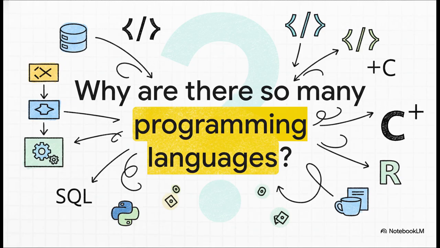Seriously, if you've ever even just looked at coding, you've probably asked yourself this. You hear about C, Python, Java, SQL, R. I mean, the list is just endless, and honestly, it's overwhelming. You start to wonder, are they all just different ways of doing the same thing? And the answer is, well, kinda yes and kinda no.